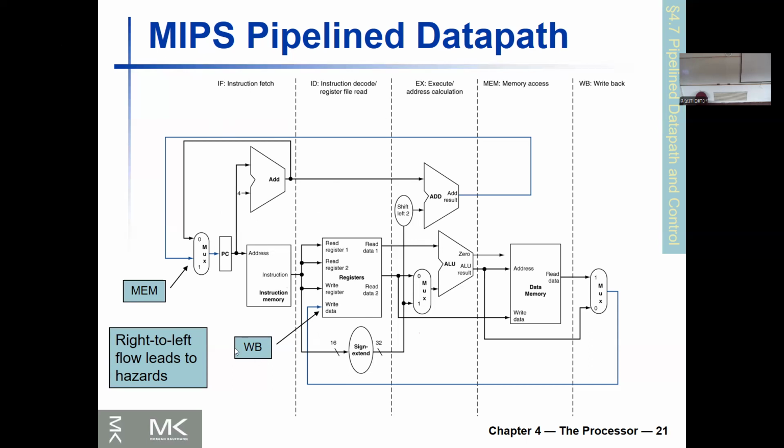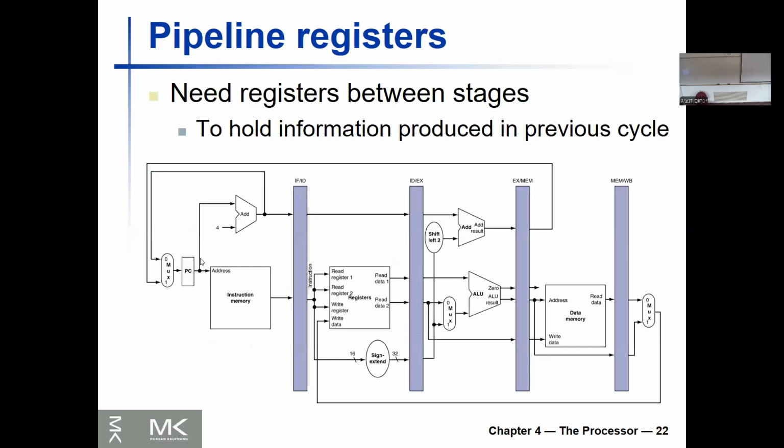Right-to-left flows lead to hazards. Whenever we have a right-to-left flow, the blue line, that could be a hazard, because it's the wrong data. Anyway, fine, let's continue on.